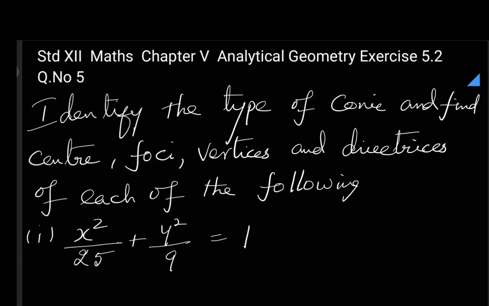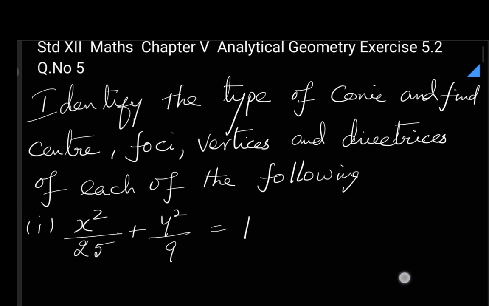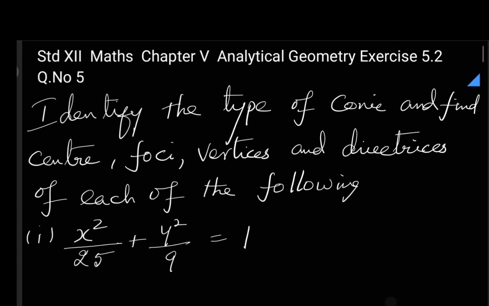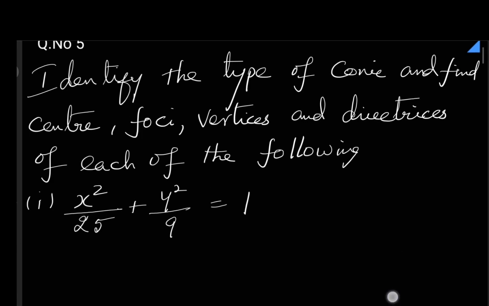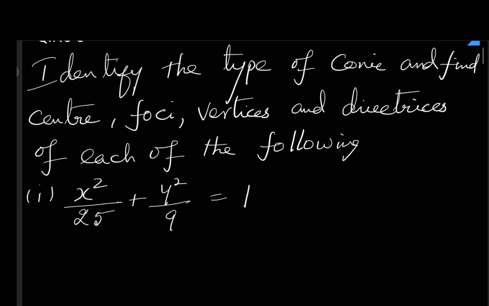Standard 12th Maths, Chapter 5, Analytical Geometry, Exercise 5.2, Question number 5. The question is: identify the type of conic and find center, foci, vertices and directrices of each of the following. See the equation, x square by 25 plus y square by 9 is equal to 1.